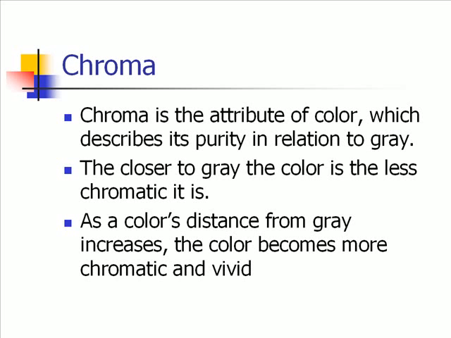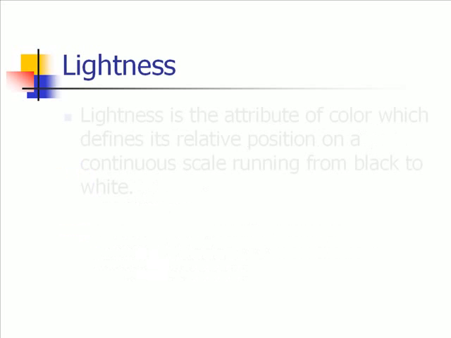Lightness is the attribute of color which defines its relative position on a continuous scale running from black to white. On our model, black is on the bottom, white's on the top, and it goes in varying degrees of gray as we go up and down. So pastel green is closer in appearance to white, so it's lighter, while a deep green is closer to black. We call that darker.